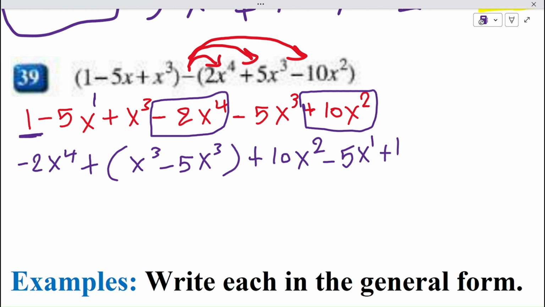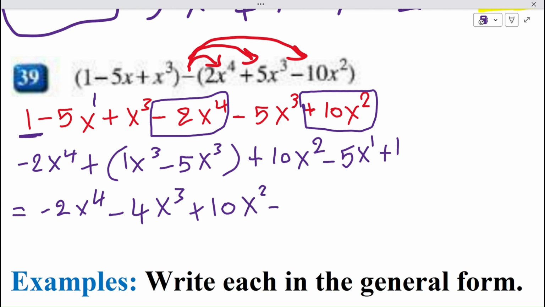Let's find this difference. This is equal to minus 2x to the power 4. So here we have 1, 1 minus 5 is equal to minus 4x to the power 3 plus 10x to the power 2 minus 5x plus 1. So here is the answer. This is the answer.